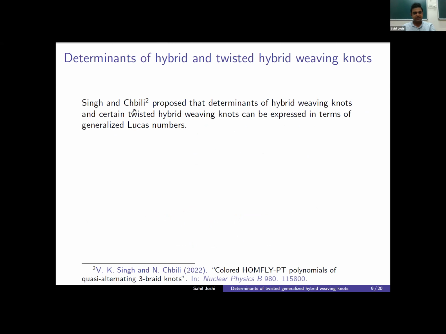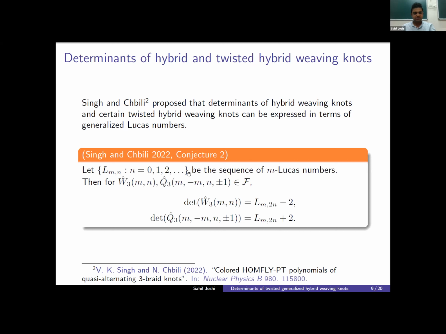Singh and Chbili, in the same paper where they defined these twisted generalized hybrid weaving knots, conjectured that the determinant of hybrid weaving knots and certain twisted hybrid weaving knots can be expressed in terms of these generalized Lucas numbers. So this is their conjecture. This is the hybrid weaving knot, and this is the hybrid weaving knot with a positive twist and a negative twist. It is given that this determinant turns out to be in terms of the Lucas numbers. So let us move to the result.